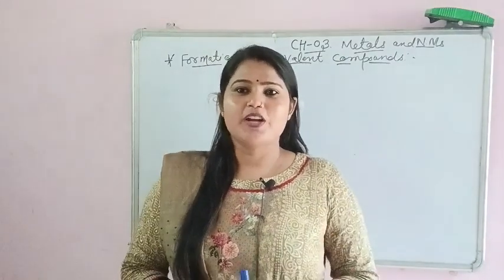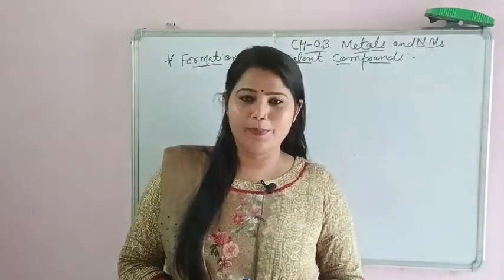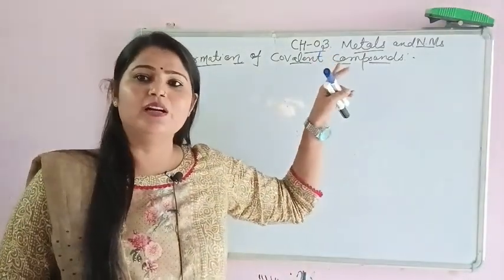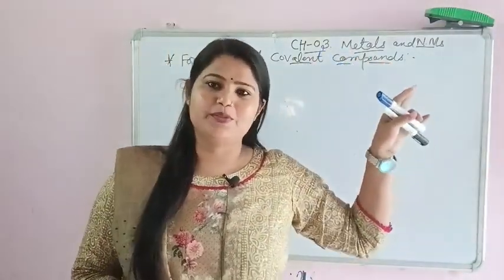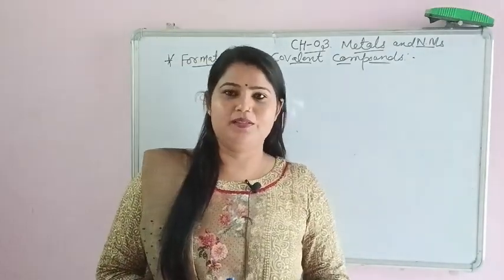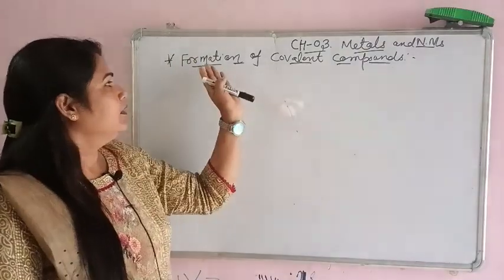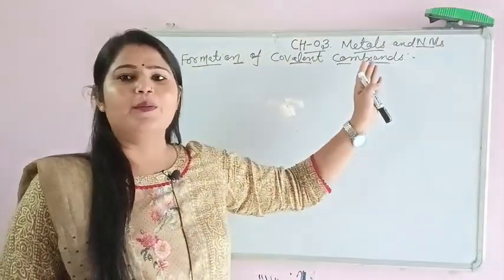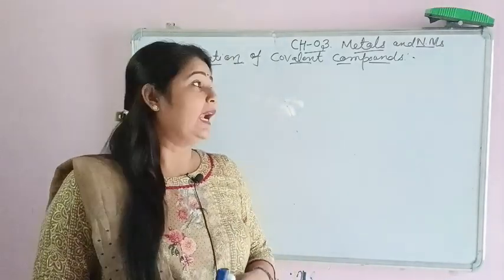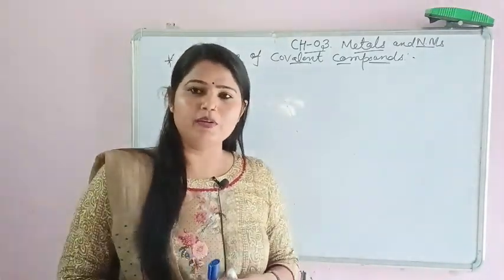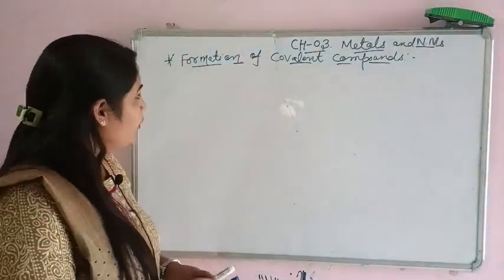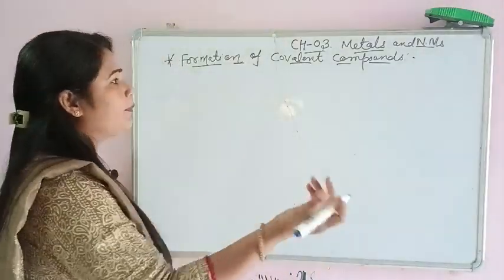Today we are going to start the formation of covalent compound. The chapter number is third, of 10th class chemistry, and the name of this chapter is metals and non-metals. Clear? So now, formation of covalent compound. What is the definition of covalent compound and how can we form the covalent compound? We will discuss in this lecture. Clear? So what do you mean by covalent compounds?